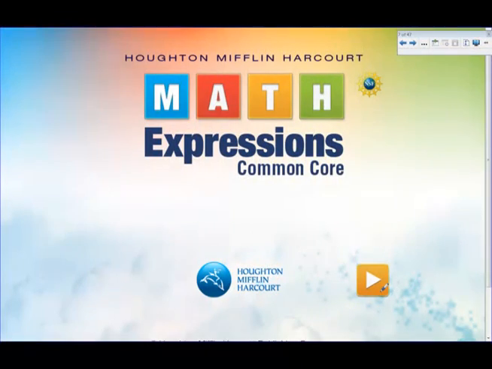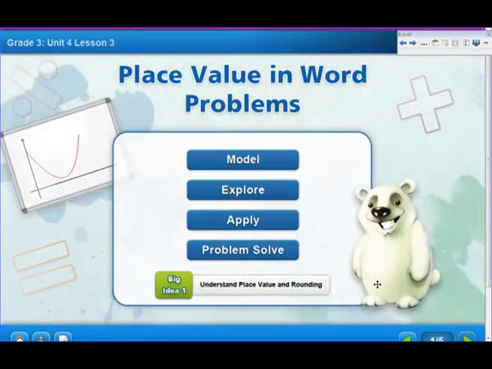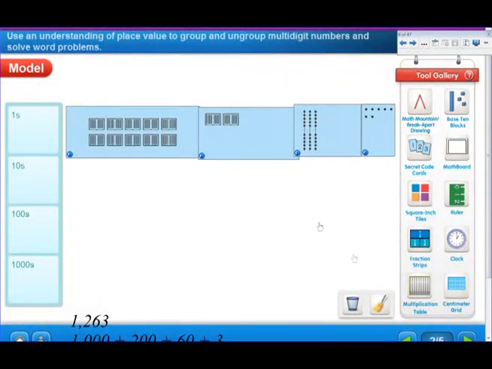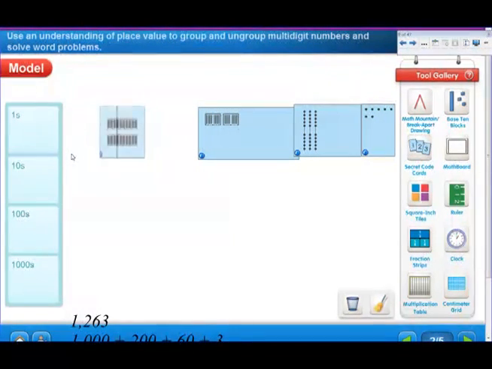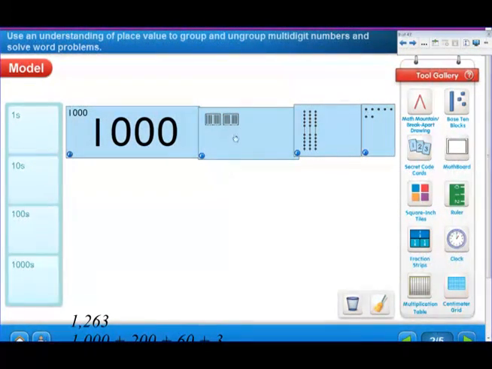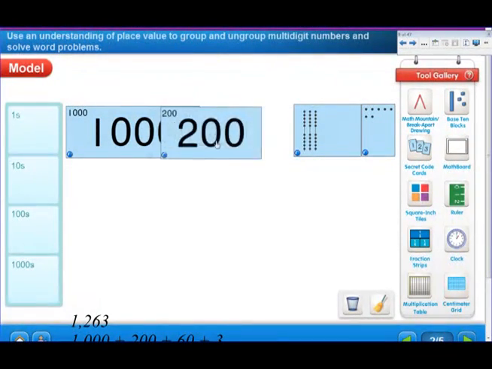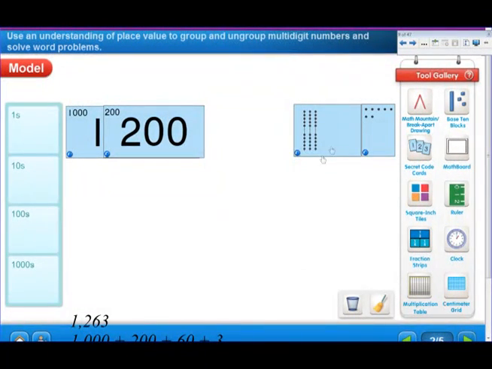Let's get started with some practice here. To practice today, let's look at a model. I've set this up already, and we've got some thousands here, some hundreds, some tens, and some ones. Let's look at this. We have 1, 2, 3, 4, 5, 6, 7, 8, 9, 10. So 10 hundreds is, everybody, drum roll, 1,000. And 2 hundreds is 200. So we can slide that over there, and now we have 1,200.